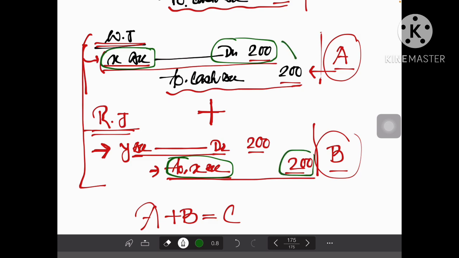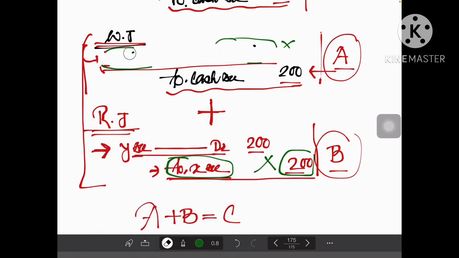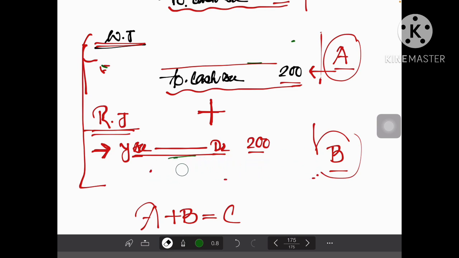It means debit and credit are automatically eliminated. Same amount, same value, it is neutralized. So let me delete this. X account debit and credit are completely eliminated. Debit and credit neutralized.